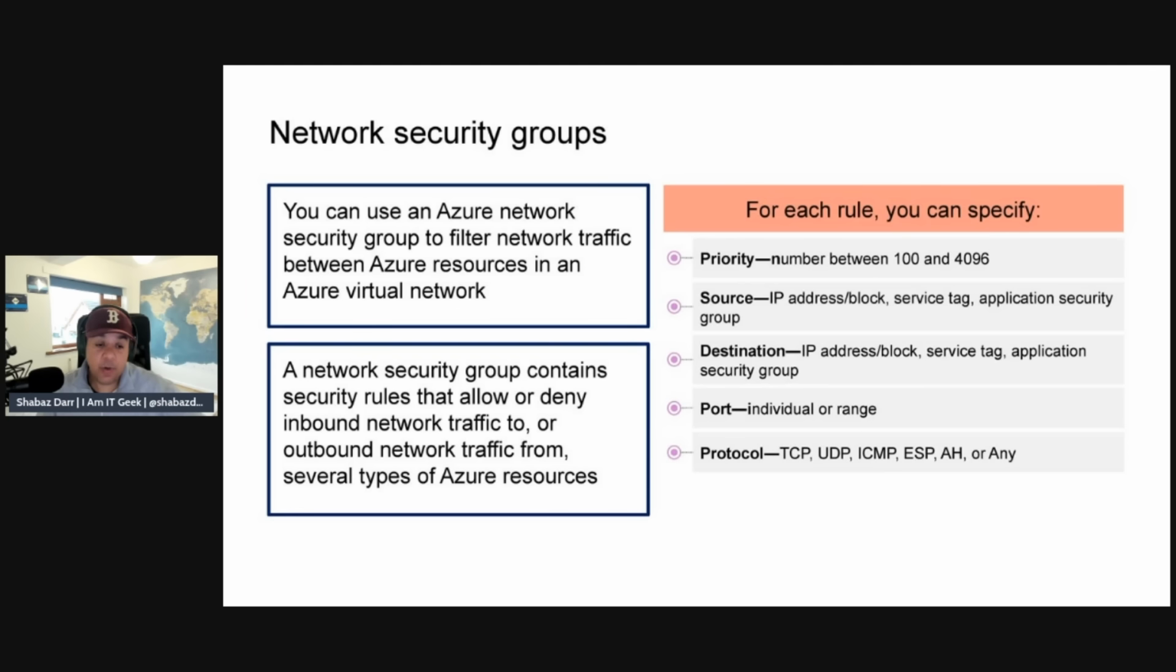We then need protocols, so TCP, UDP, ICMP, etc. The port range, you can specify an individual port or a range of ports. For example, you could specify just port 80 or ports 10,000 to 10,005. Then we have direction, so this is whether the rule applies inbound or outbound. And finally, are you going to allow or deny that traffic?